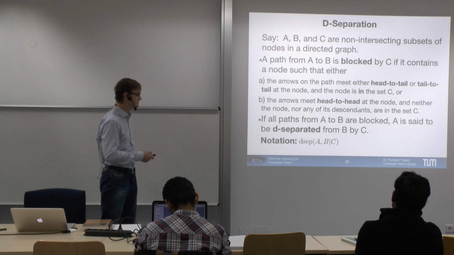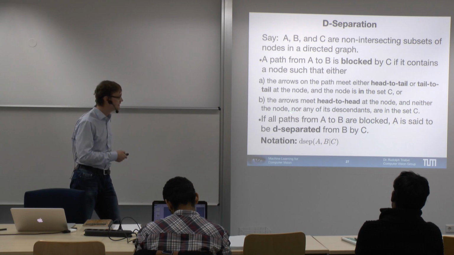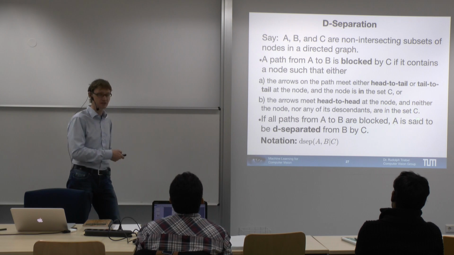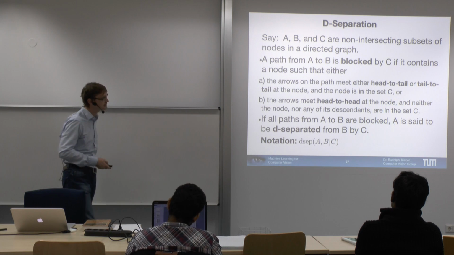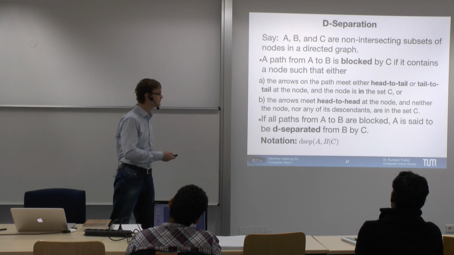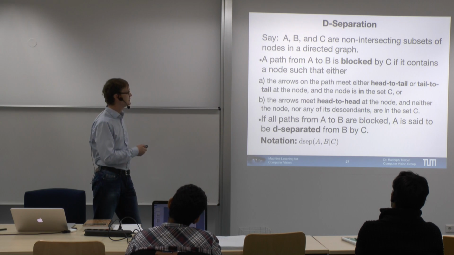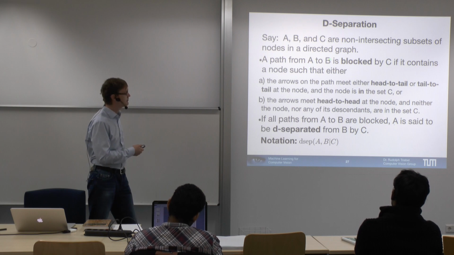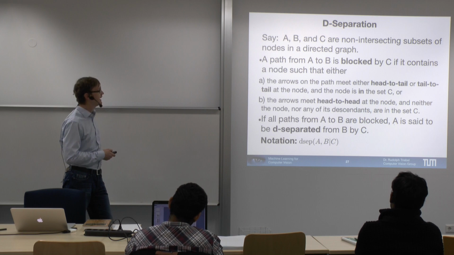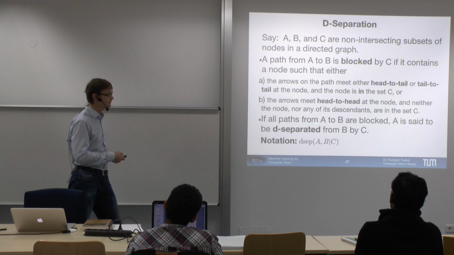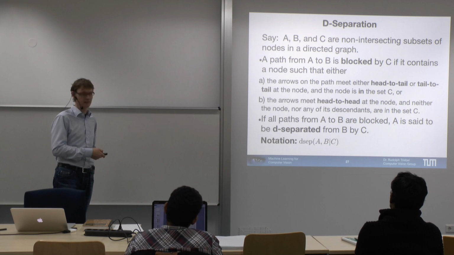the node nor any of its descendants is in the set C. So the arrows meet, but we don't condition on this node, and we don't condition on any of its descendants. We'll see in the next slide how this looks in graphs. So that means we now have a definition of blockedness. We can say a path from A to B is blocked if any of these conditions is true. And if all paths from A to B are blocked, then we say that A is d-separated from B by C, right?